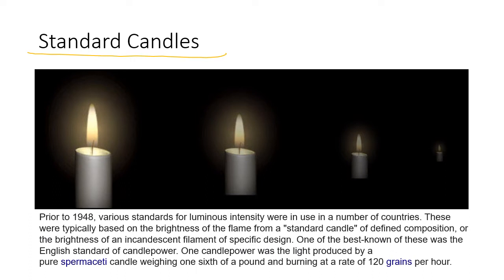So if we have something that we know what its brightness should be, that then acts as a standard candle for us. And the term comes from the fact that before SI was thoroughly accepted, we really did have a thing called a standard candle. This is just a straight lift off Wikipedia, but if you have a read of this, you can see that the English standard candle was the light produced by a pure spermaceti candle weighing one sixth of a pound and burning at a rate of 120 grains an hour, a grain being a fraction of an ounce. And spermaceti is a wax-like material that surrounds the brain of sperm whales.